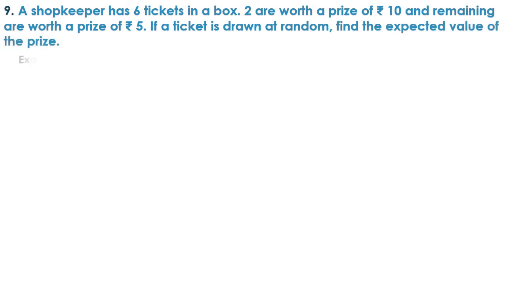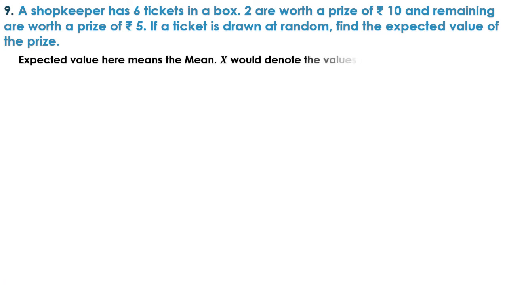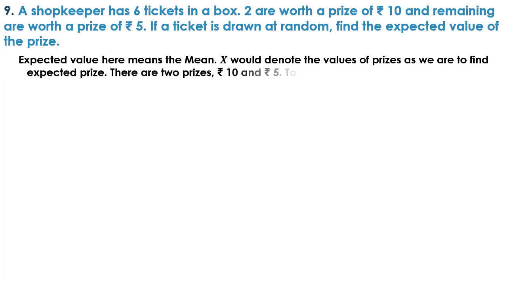Expected value, okay? So the expected value basically means mean. So x would denote the value of the prices, as we are to find the expected value of the price here. So x will be rupees 10 and rupees 5. And as we know that the total number of tickets are 6 and we are supposed to select one ticket out of them, that means the total outcomes n are 6.